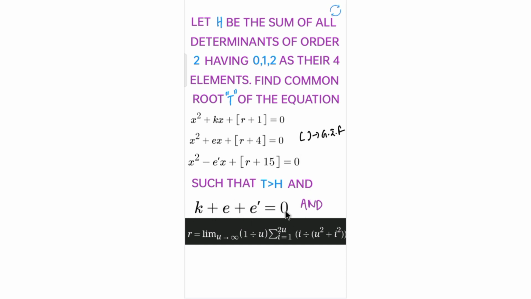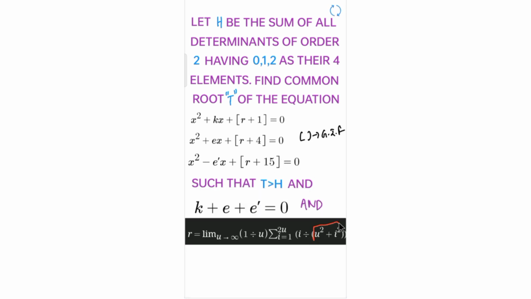Alright, k + e'. What are k, e, e'? They are the coefficients of x in these three quadratic equations, and the value of r is the limit as u tends to infinity of 1/u times the sum for i = 1 to 2u of 2u·i divided by u² + i². I feel there is a root missing here. Yes, there is a root missing here actually.